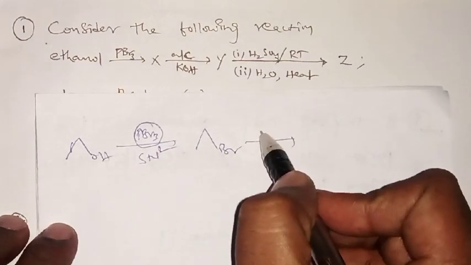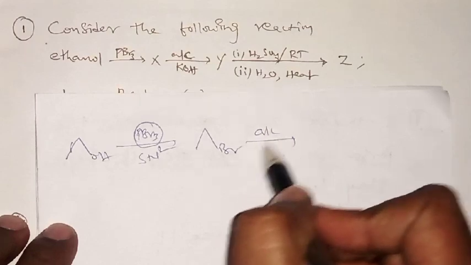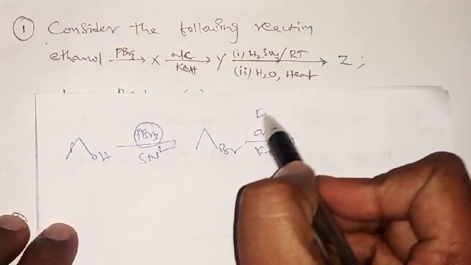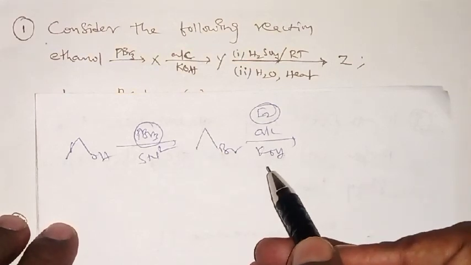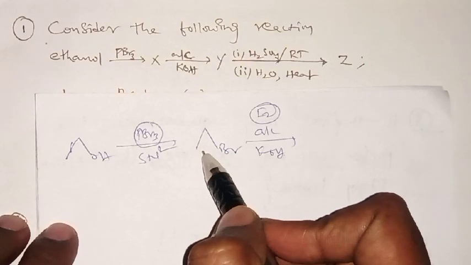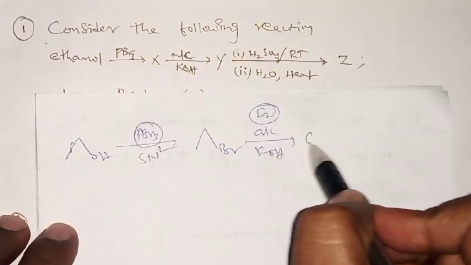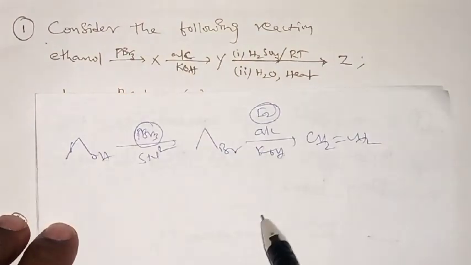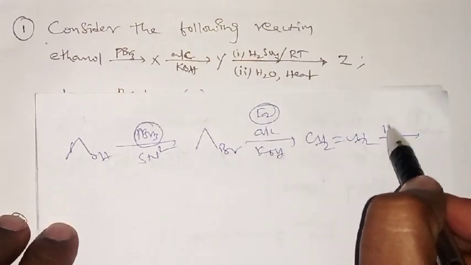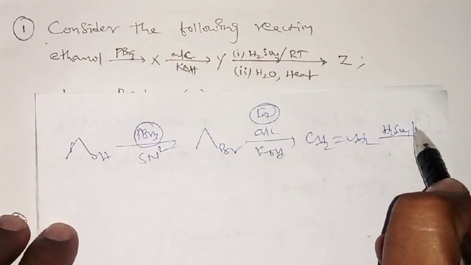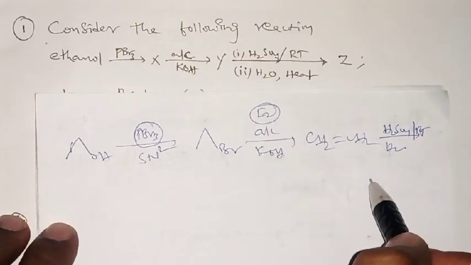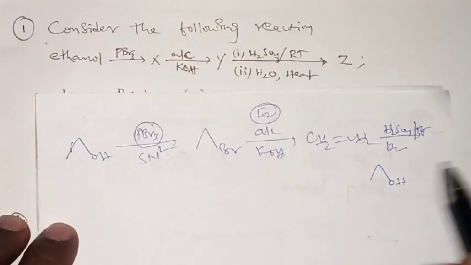Then it undergoes reaction in the presence of alcoholic KOH. What reaction does it undergo? It undergoes the E2 mechanism. That means bromine and the next beta position hydrogen will be removed. Then it forms the corresponding alkene. Again it undergoes reaction in the presence of H2SO4 at room temperature with H2O. What happened? Again it forms the corresponding alcohol.